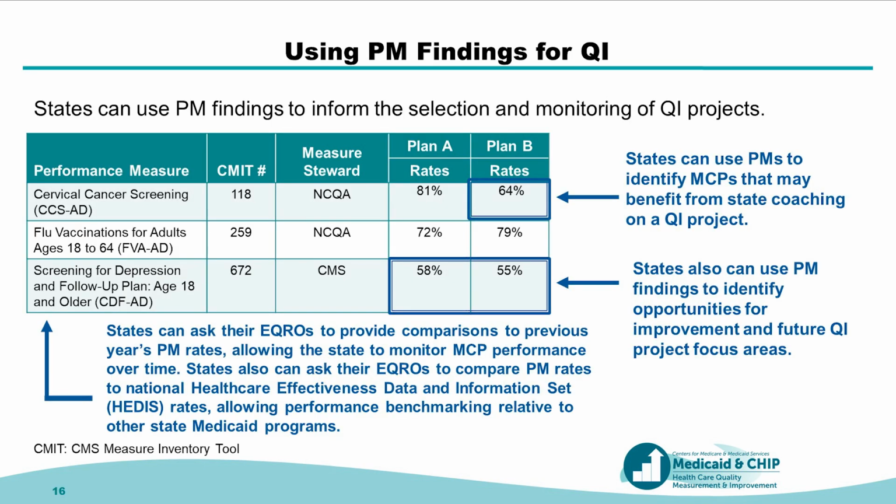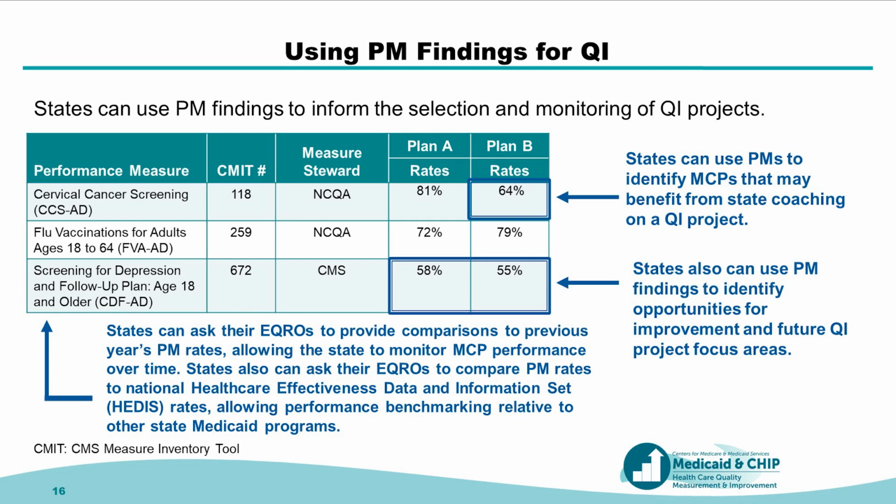The performance measure findings included in your EQR technical reports can serve as a starting point for identifying quality improvement focus areas. For example, they can help you find managed care plans that may benefit from targeted quality improvement efforts. In the example in the far right column of this table, Plan B has a lower cervical cancer screening rate. After seeing this, you could contact the plan to see if they would like to discuss quality improvement opportunities and offer additional quality improvement coaching.